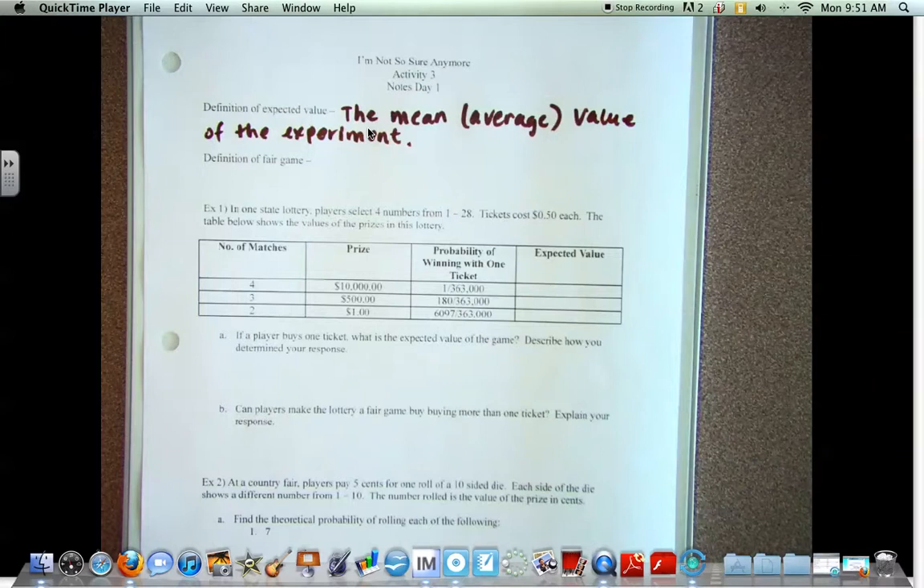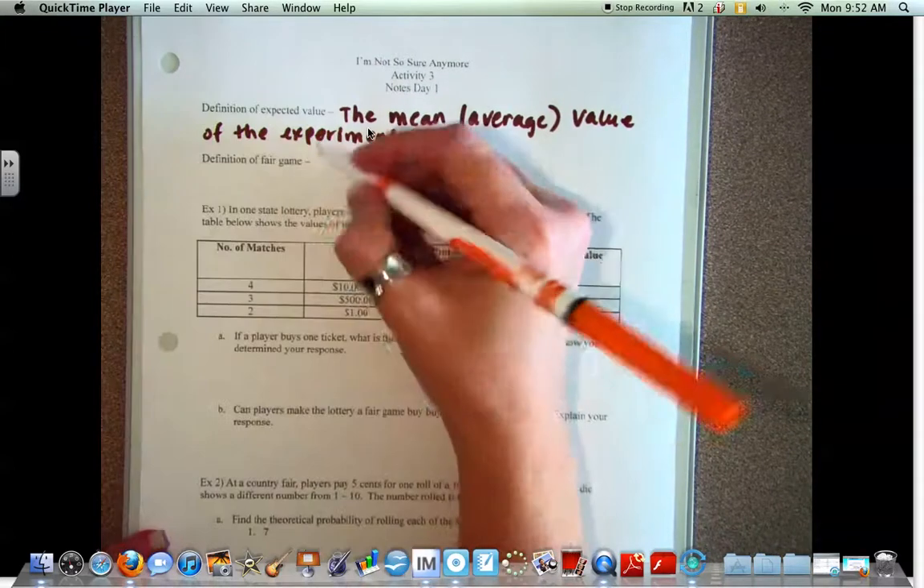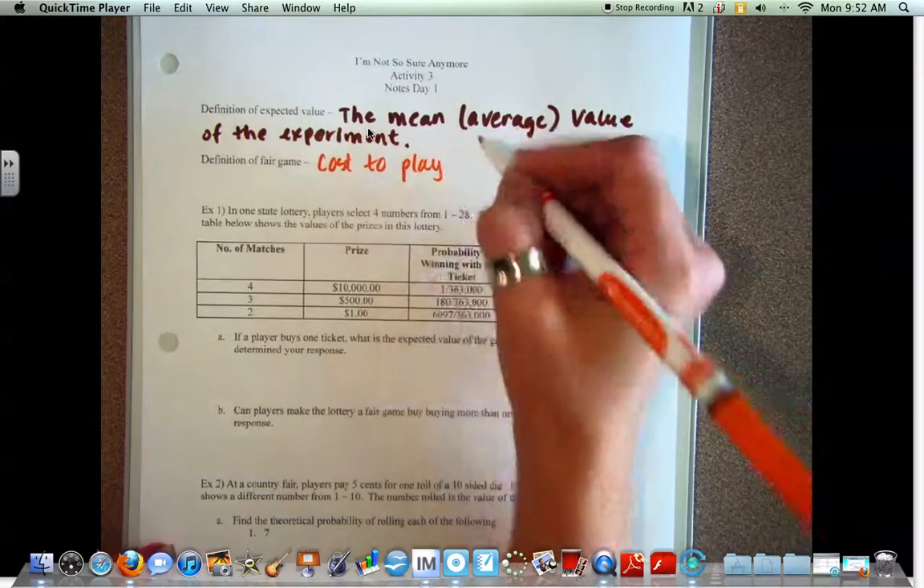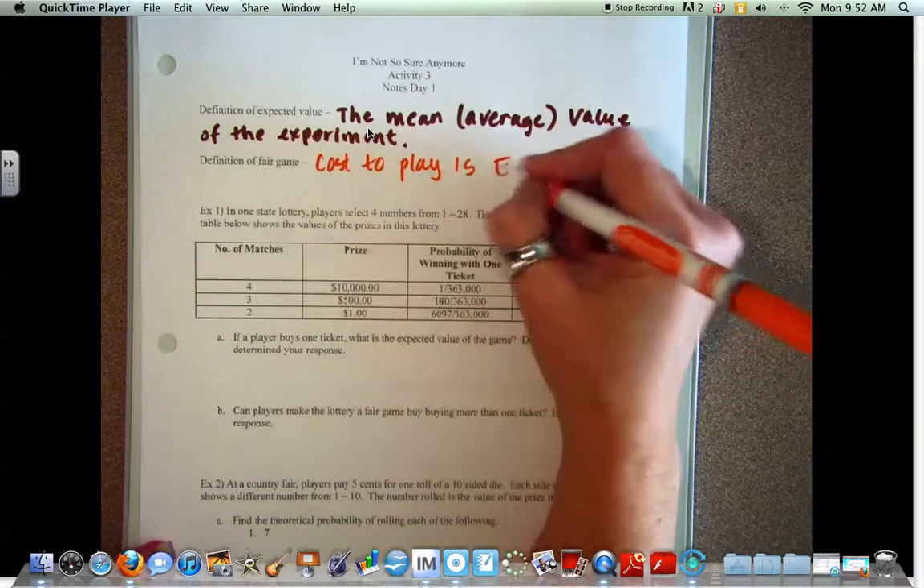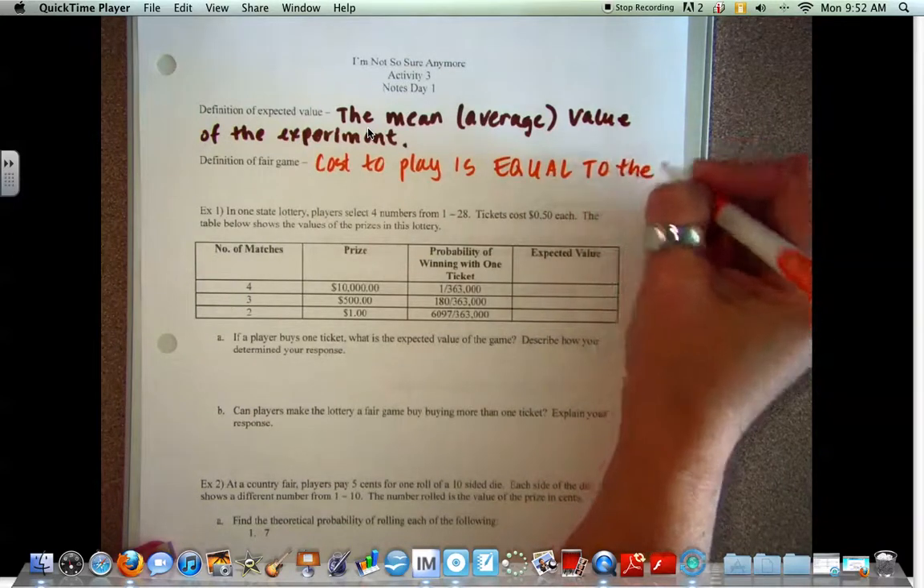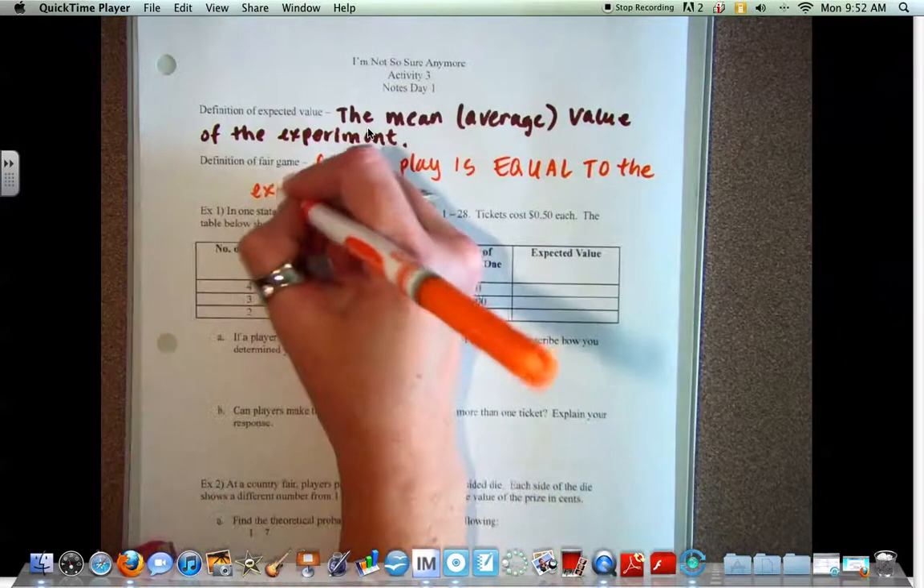When we talked about fair game on Friday, what's the definition of a fair game? Everybody has a chance to win. Your chances of winning are just as equal. In the book, a fair game is one in which the expected value equals the cost of playing. So the cost to play is equal to the expected value.